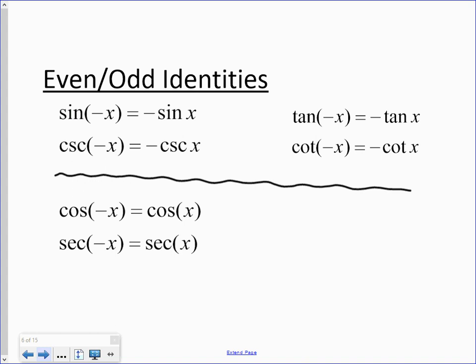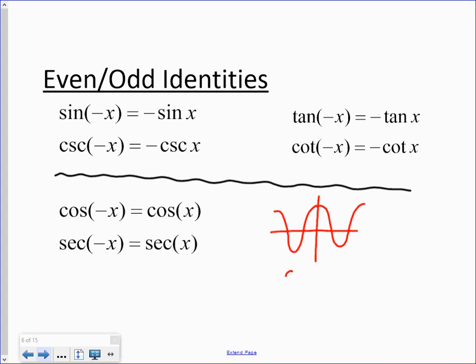The even-odd identities come from, if you remember all the way back to chapter 1, even-odd functions. Even functions are functions that are symmetric to the y-axis, and odd functions are functions that are symmetric to the origin. I'm going to start with the even functions, which would be the ones down here like cosine and secant. Do you remember when we graphed cosine, it started up at the y-axis at 0, 1, and then it came down and went like this. If we copy and paste that on the other side, it looks something like this. So this is symmetric to the y-axis. It reflects onto itself.